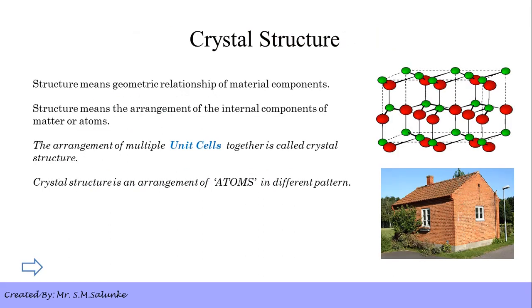Structure means geometric relationship of material components. Structure means the arrangement of internal components of matter or atoms. The arrangement of multiple unit cells together is called a crystal structure. Crystal structure is an example of atoms in a different pattern. Let's understand this with an example of a brick house. In this case, each brick acts as a building block or unit cell of a house. Just like in this crystal structure, the red and green spheres represent various atoms of the material.